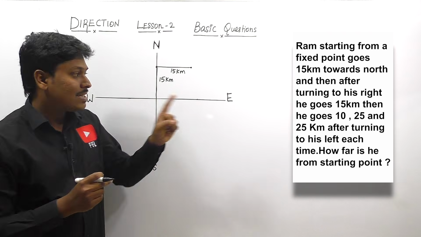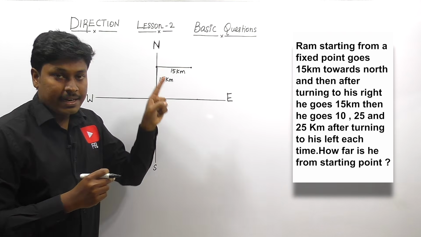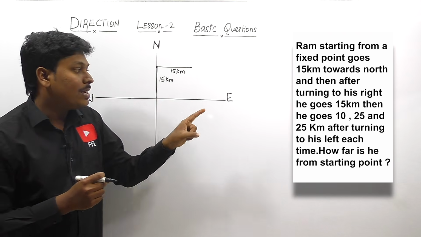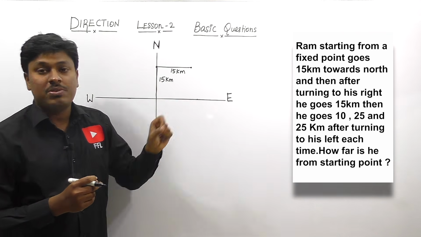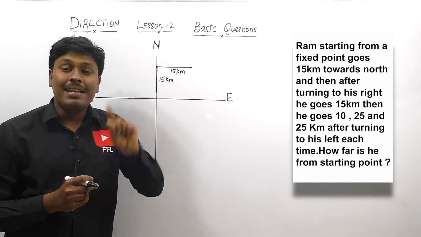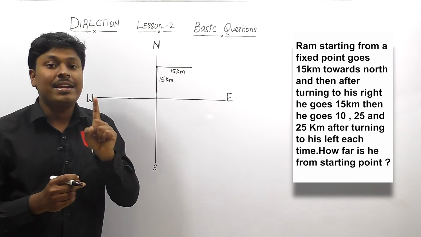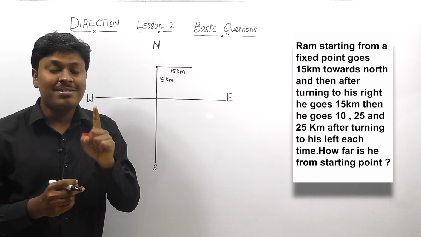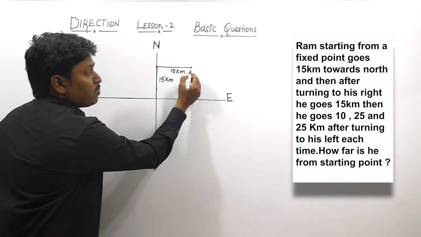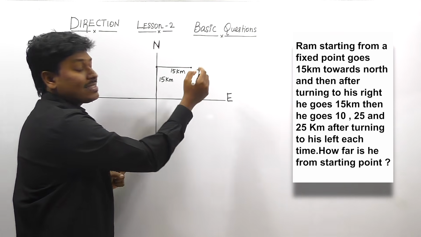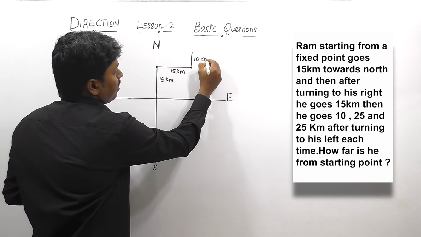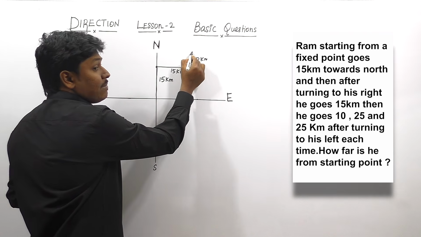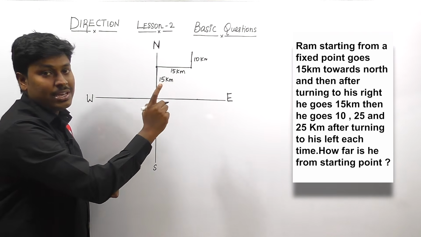Got the logic, friends? Listen carefully. From this point he goes 10, 25, 25 kilometers after turning to his left each time. Listen to the words each time. So he is turning 3 times left and every time he is turning left he is covering 10 kilometers, 25 kilometers and 25 kilometers. Initially while he turned left he is covering 10 kilometers. So this will be 10 kilometers and he will be at this point.